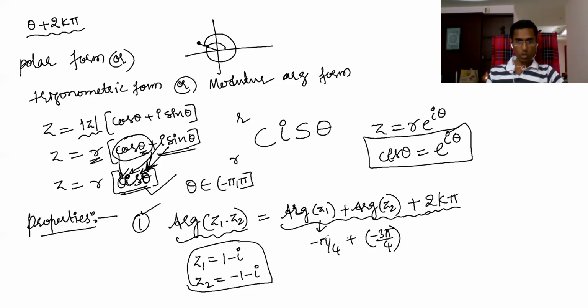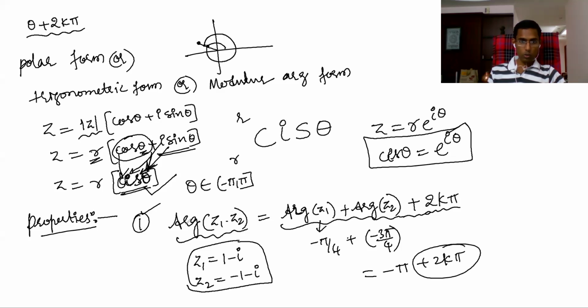So the argument of Z1 is minus pi by 4, very clearly, because it's in the fourth quadrant, and the argument of Z2 is minus 3 pi by 4. That means on the right hand side I am getting minus pi. Please try to understand, on the right hand side I am not adding 2k pi now.